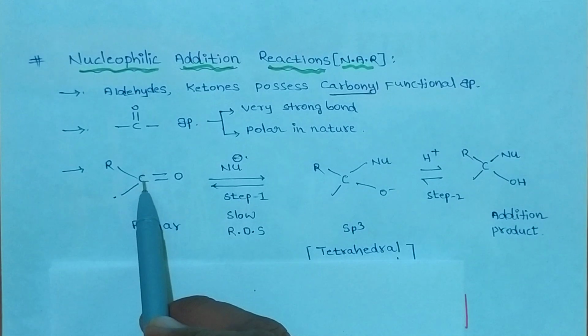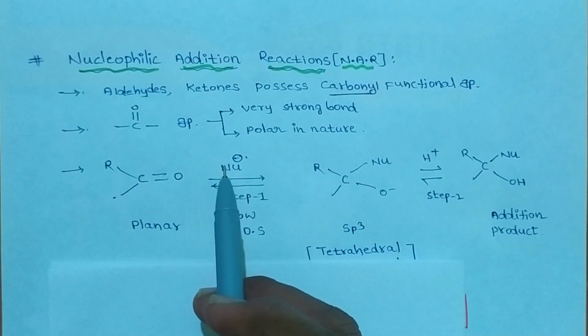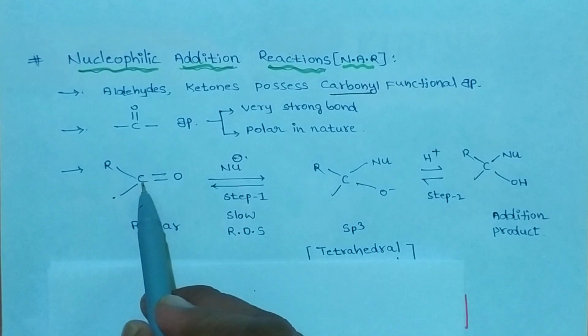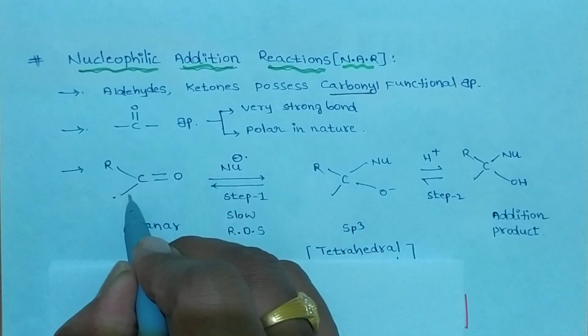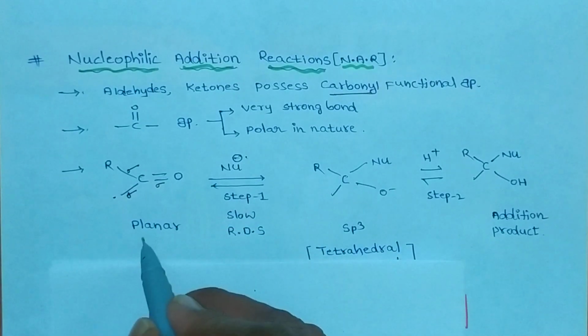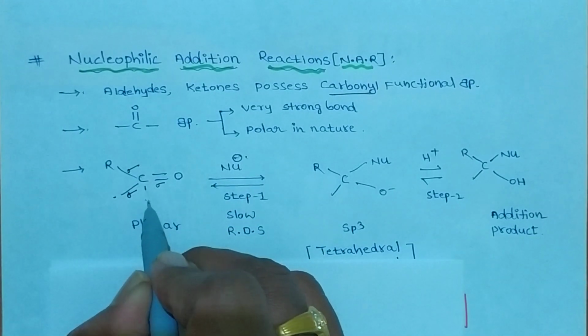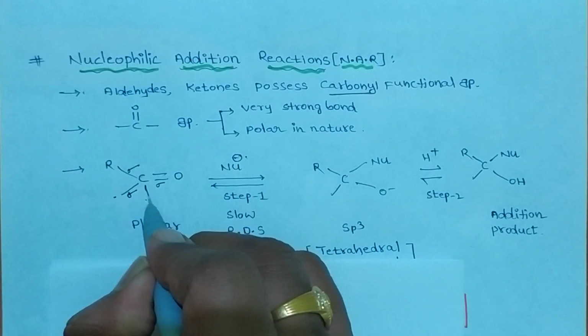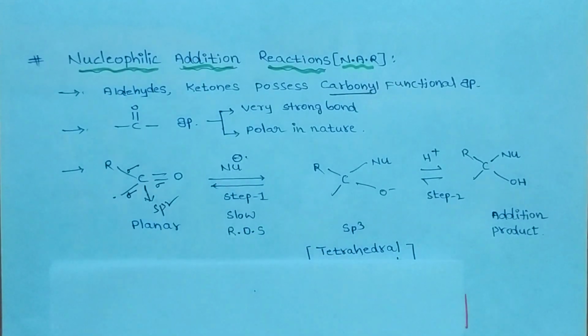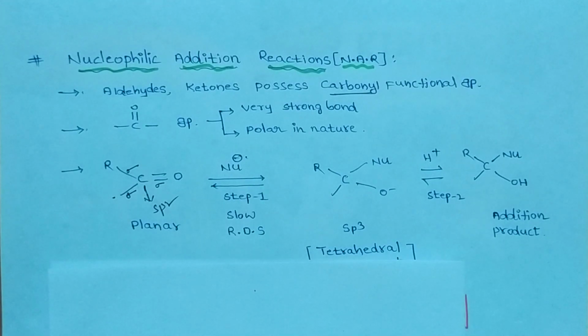Now this carbon is undergoing sp2 hybridization. Why is this carbon sp2 hybridized? Because around this carbon there are 3 sigma bonds present. Therefore this carbon is undergoing sp2 hybridization and has a planar geometry.